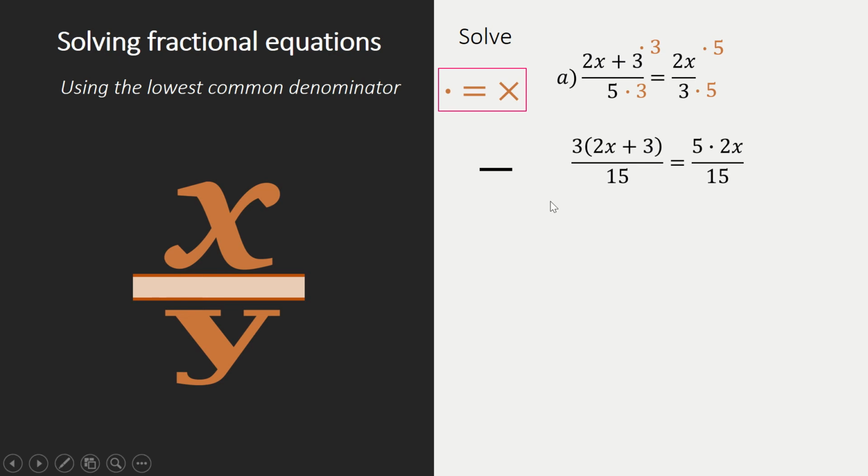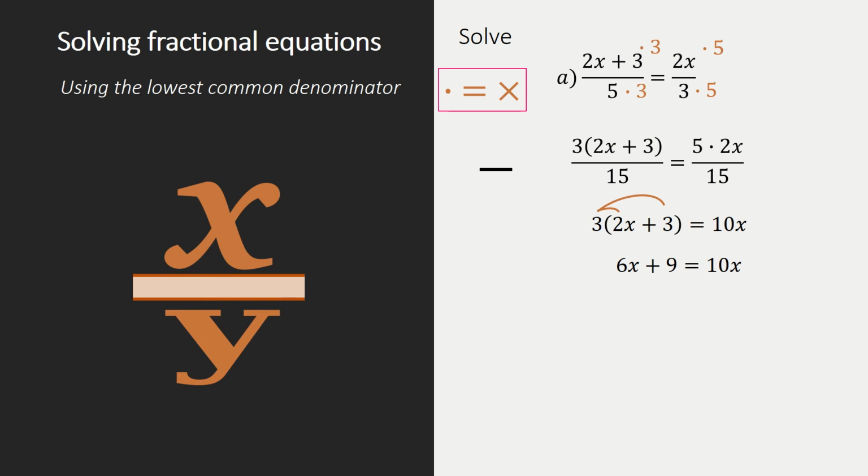Now we have a common denominator, and the rule of the lowest common denominator method is that when we have the same denominators, we are allowed to equate the numerators. Those are the numerators that we have. So you get 3 times (2x plus 3) equals 10x. You're going to expand brackets first, so 3 times 2x equals 6x, and 3 times 3 equals 9. And that's equal to 10x.